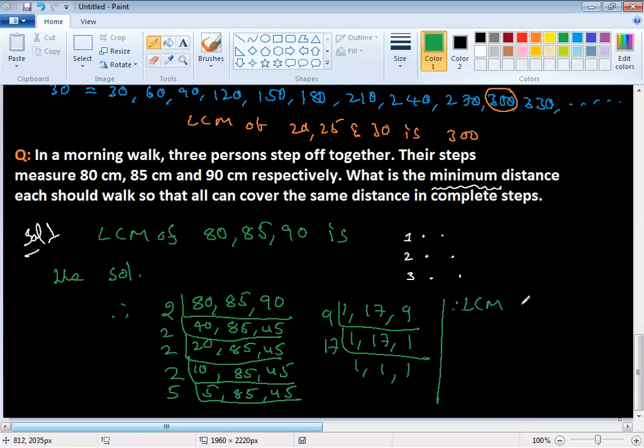Therefore the LCM of 80, 85, 90 is 2 into 2 into 2 into 2 into 5 into 9 into 17, which is equal to how much? 12240. So 12240 centimeters. Okay, so this is the answer. When you are reading the question, you should understand what is being asked. Otherwise, you can't solve the questions.